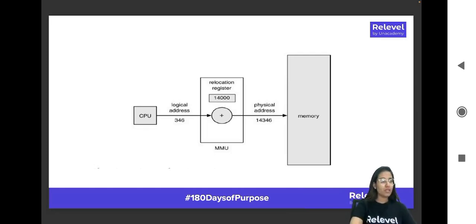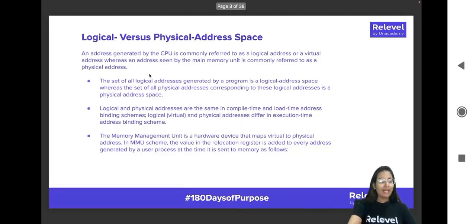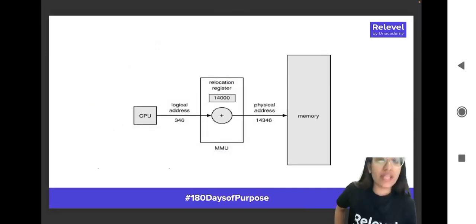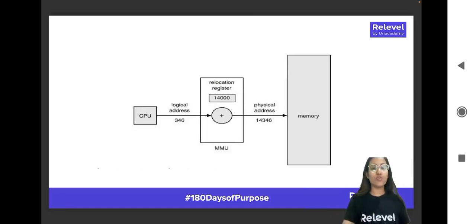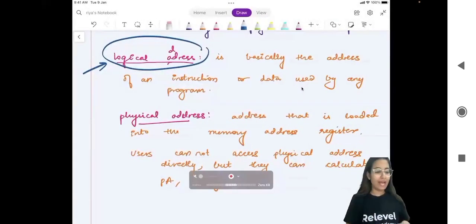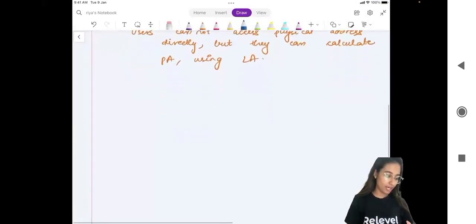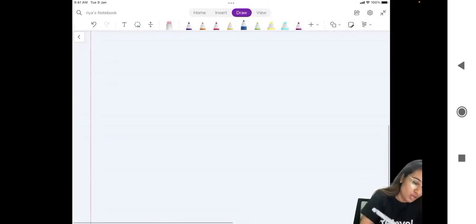So this is the idea whenever we talk about the concept of logical address space and physical address space. The important point here is about relocation registers that you have to understand. Let me write a little bit about relocation registers as well, so that you have something to refer to.